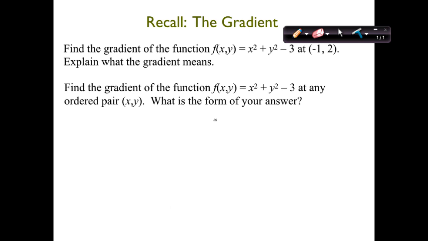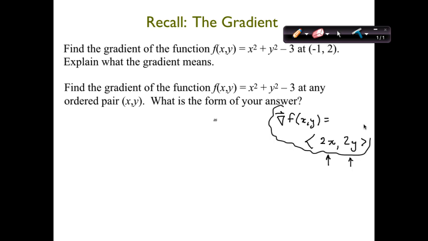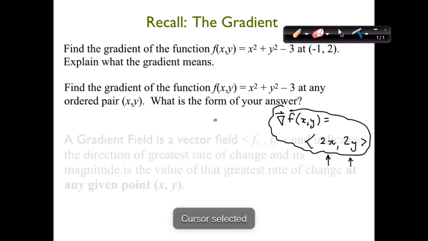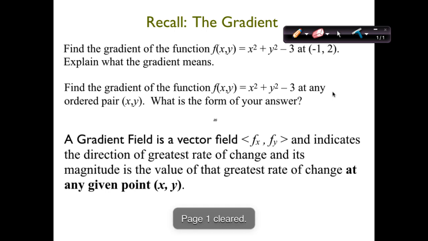So now find the gradient at any ordered pair. Not just at -1, 2, but at any ordered pair x, y. What would it be? 2x, 2y. So look, it's a vector that's dependent on location x, y. So what is that? The gradient is a vector field. Based on location, you get a vector at every location. And that vector is telling you what? It's a whole field of vectors showing you direction of max rate of change and magnitude of max rate of change at every given point. So this is what we call a gradient field. All the gradient vectors make a vector field called the gradient field.